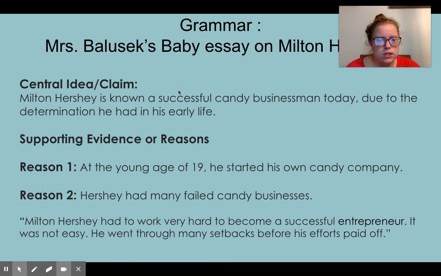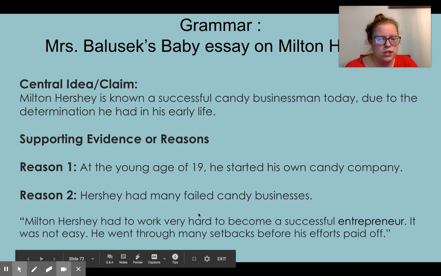Another reason that supports him being successful is that this one actually says he had many failed candy businesses. But this goes with the second piece of my claim, because I said due to the determination he had in his early life. So I'm saying he's successful and determined. Successful, I supported with he started his business at 19. Determined, I'm saying that his businesses failed even more. And guys, if I was writing Fast and Furious, I would even tell you more about how even though he had two failed businesses, he didn't give up. And in the end, he was successful. I would add that detail to these two reasons.